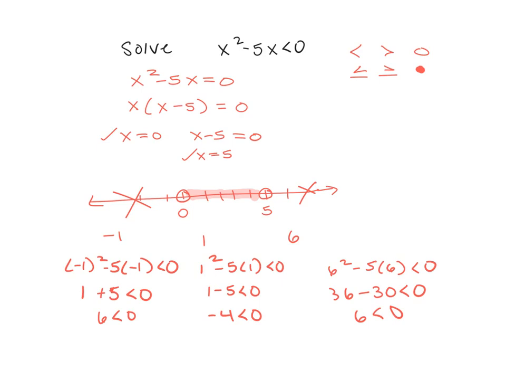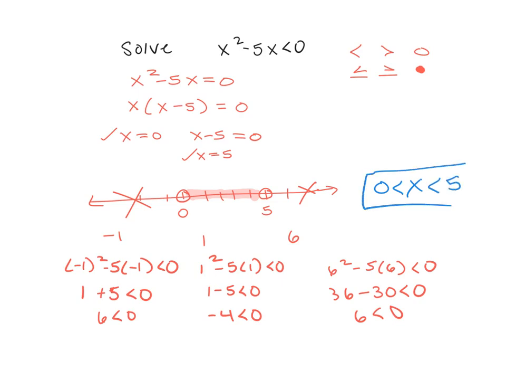All of my solutions are any of the numbers between 0 and 5, but not including 0 and 5. And so I'm going to write my answer as an inequality. So I have x, and x has to be greater than 0, and it has to be less than 5.